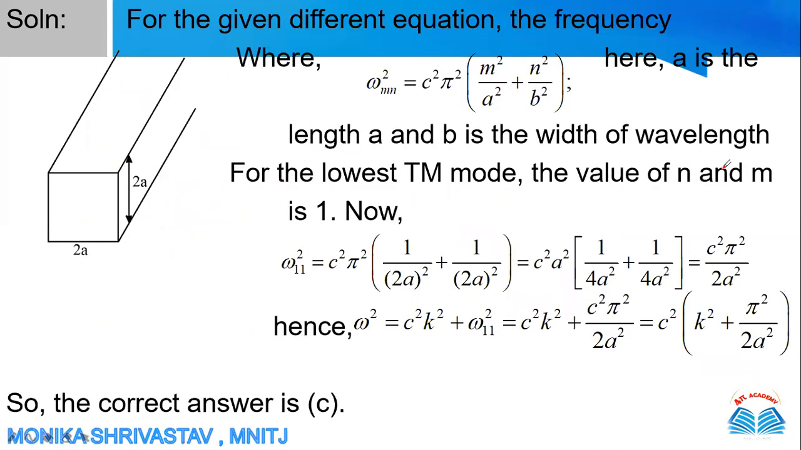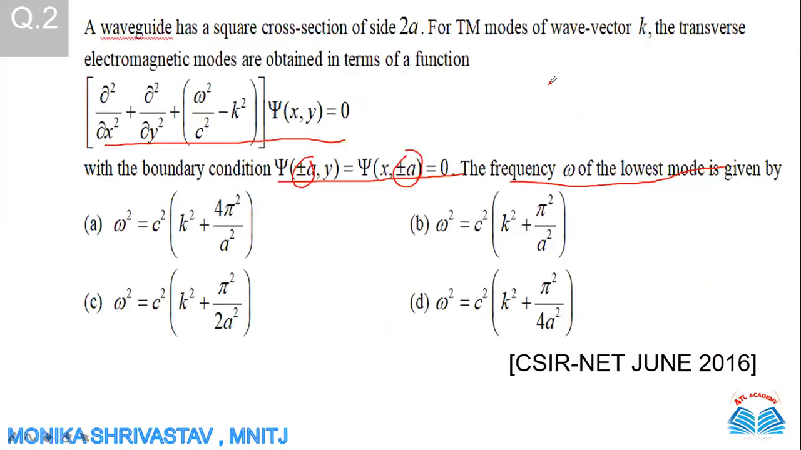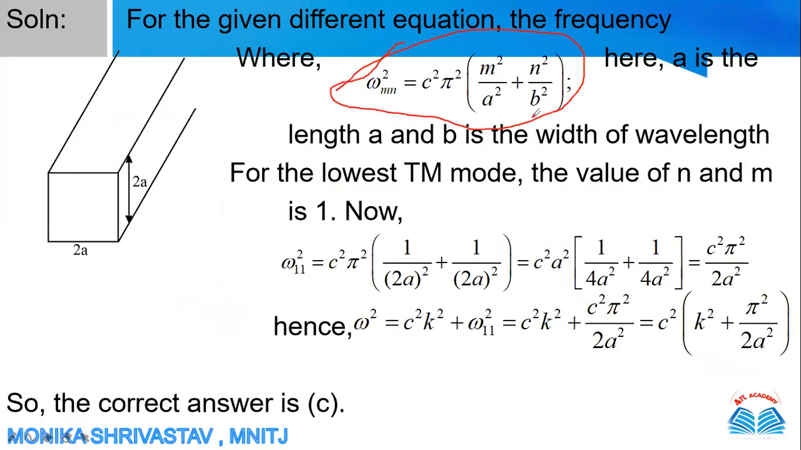How can we solve these types of questions? Look here, this is again the same formula. Now you guys have to remember this formula. Please remember this one. That is omega square mn equals c square pi square, m square upon a square plus n square upon b square. Now we have been given the values of the rectangular waveguide, whose cross section is 2a. So we will put a and b as 2a and 2a.